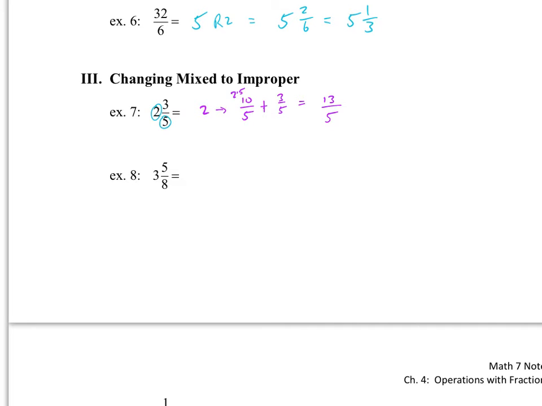So let me do one more for you here. So you guys want to do 3 times 8. What's 3 times 8? 24. So you have 24 eighths. And then you want to add the 5 eighths to it. So you have a total of 29 eighths. I will get there, we'll get there.